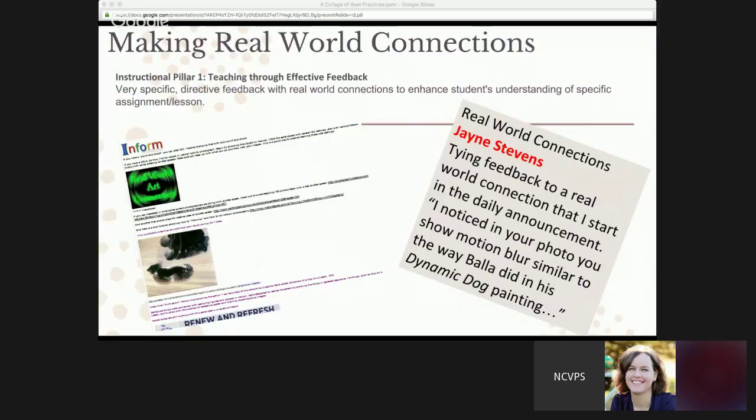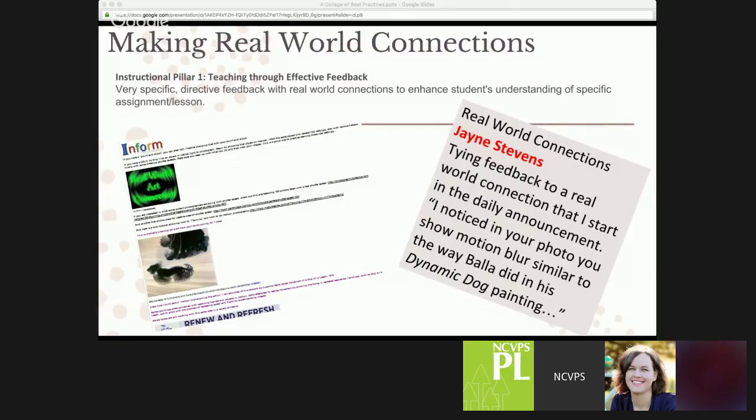And I would take whatever it was, like for instance with this announcement, we're talking about shutter speed, and how you could either freeze the action or you could have motion blur to suggest movement. And so what I decided was I would take an artwork that probably all of the students, because they've had Art 1, would recognize and that they knew about, and try to connect that to what they were doing.